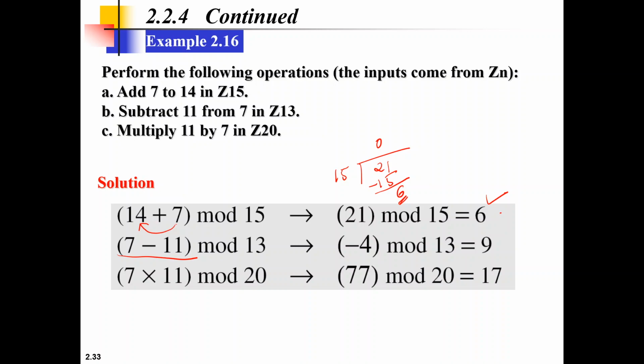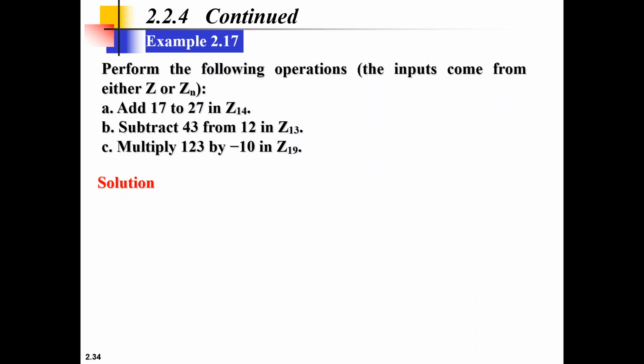So you can carry out these addition, subtraction and multiplication operations in the mod. Now perform the following operations. The input comes either from Z or Zn. So you have to add 17. I have kept it blank so that you can solve it in your notebook, and you have to do mod 14.